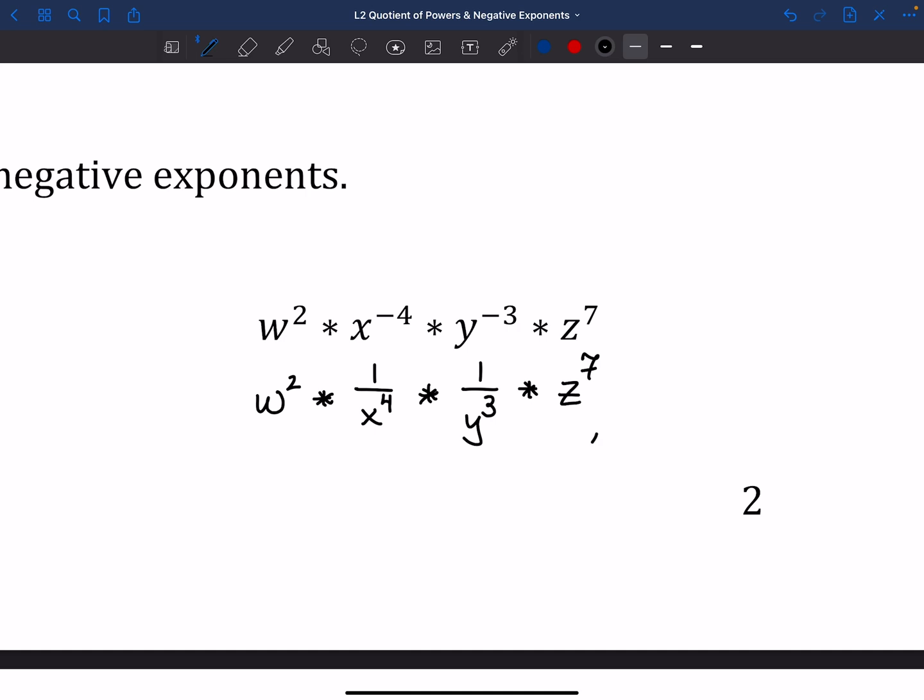Now what I need to do is smush all of this together. Just like on the last two, anything that was a regular old w squared or z to the 7th is going to stay on the top. Anything that was kicked down to the bottom is going to stay there, x to the 4th, y to the 3rd. So, hopefully that made some amount of sense.